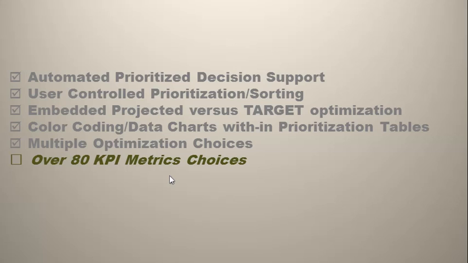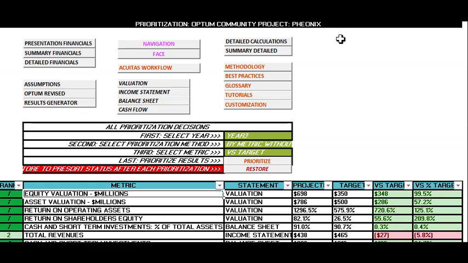The 6th video demonstrates the over 80 KPI metric choices that are available to you. This is the Evaluator Prioritization Decision Support main screen. The evaluator comes with over 80 key performance metrics, applying to the full set of financial statements and the overall project valuation.